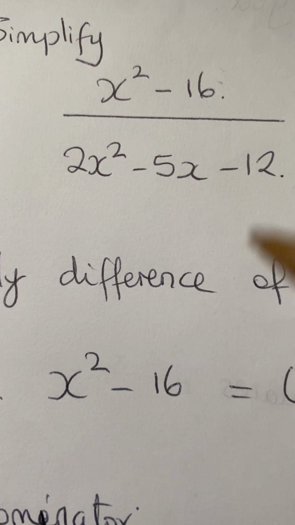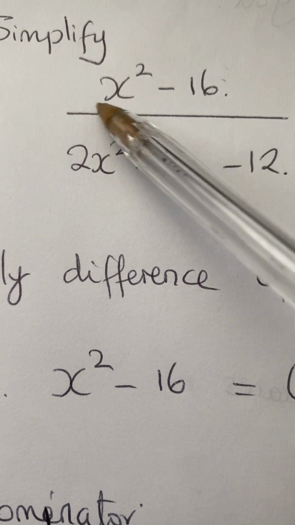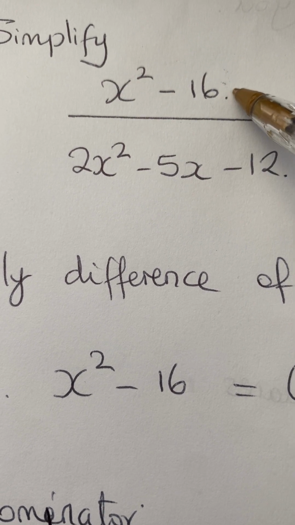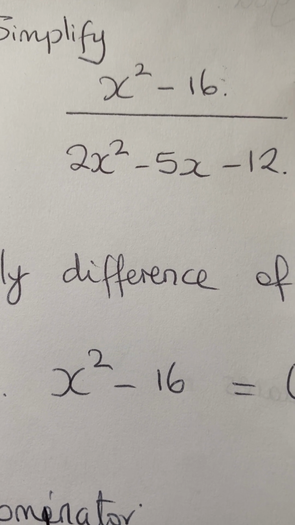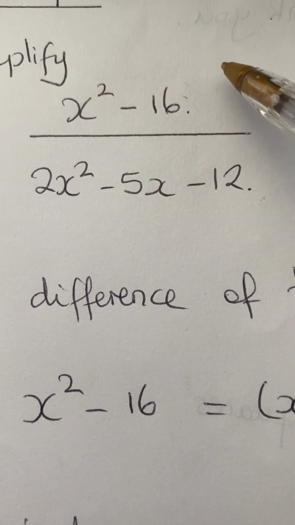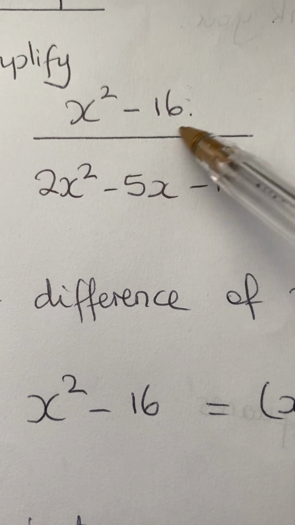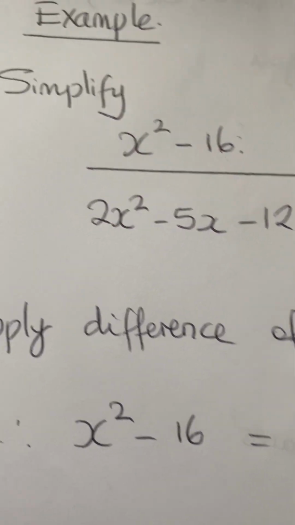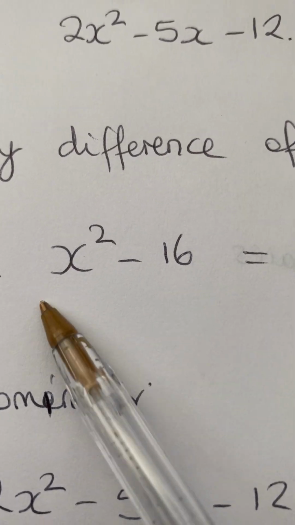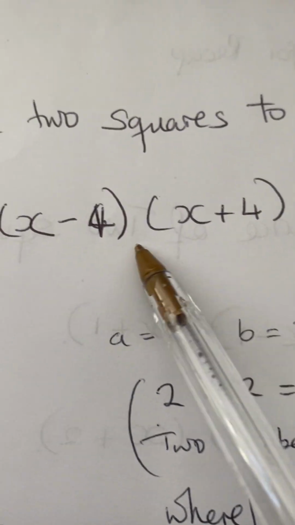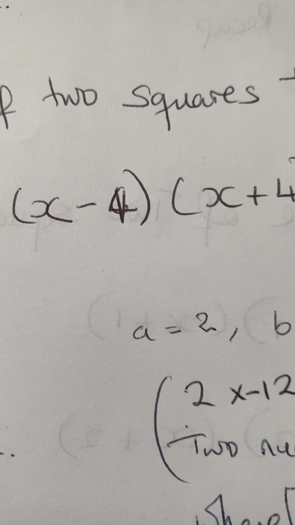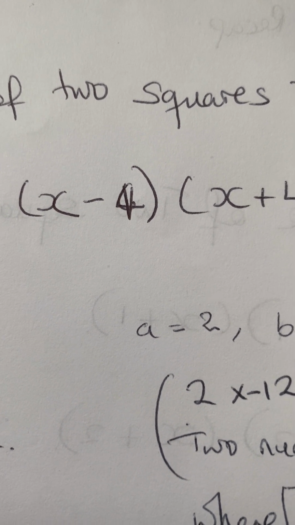Okay, so now the numerator on its own is x minus 4, x plus 4. So you can break the numerator down to x minus 4, x plus 4. Okay, so by applying difference of 2 squares, we've just broken down the numerator. Okay, you've done that.